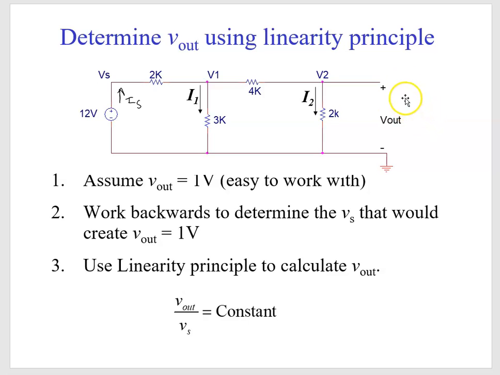What we can do here is, if we want to work with easy numbers, we can just assume an output voltage. We want to know what this output voltage is based on this 12-volt source supplying this resistor network. So we're really asking what's the voltage across this 2 kilo ohm resistor. So let's assume it's 1 volt, because that's easy to work with, and then work backwards to determine what would be the source voltage that would create our Vout to be equal to 1 volt. And then we could use our linearity principle to calculate Vout. Our Vout over Vs has got to be equal to that constant K.